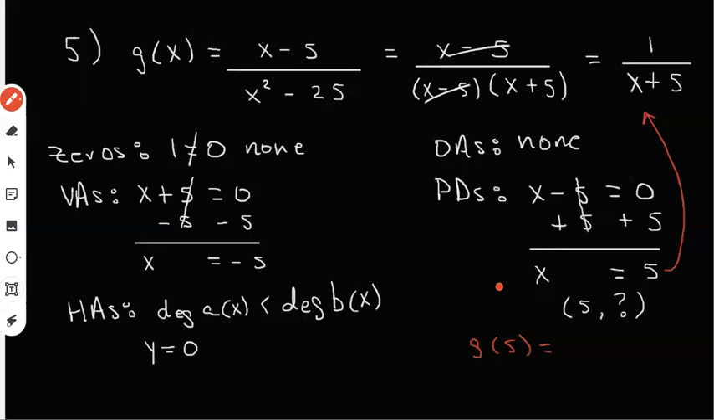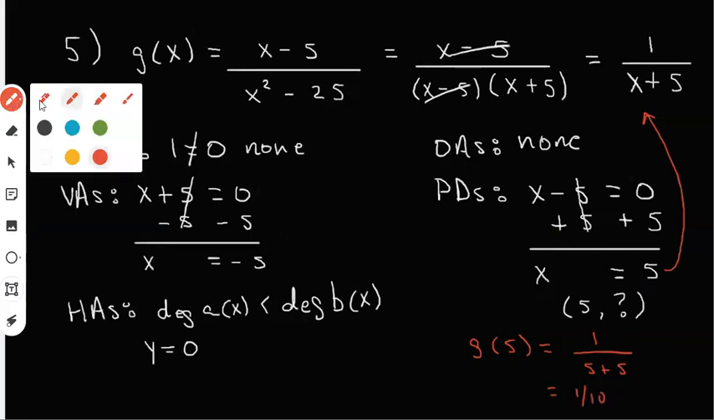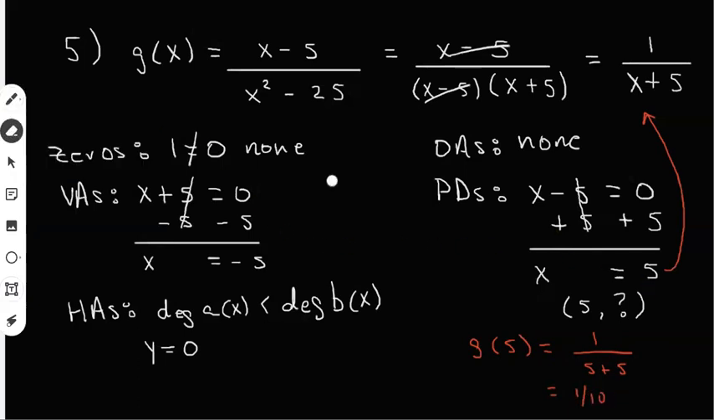All I've got to do for this is plug in 5 in our function, and I get 1 over 5 plus 5, which is 1 over 10. So let me get rid of this question mark, and I'll put in 1/10.